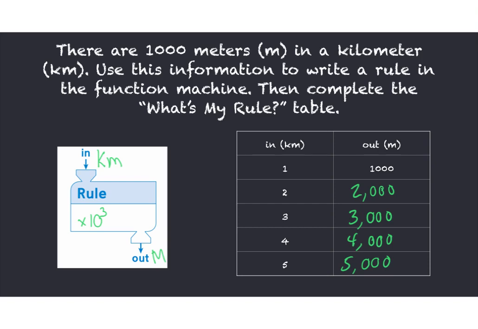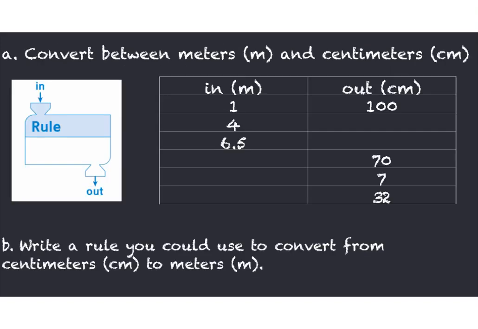Now let's take it a step further and look at what we would do when we have some decimals involved in this. So now we're going to convert between meters and centimeters. Let's fill out our table here. 1 meter is equal to 100 centimeters. 4 meters would be equal to, that's right, 400 centimeters. We multiply 4 times 100 to get 400.